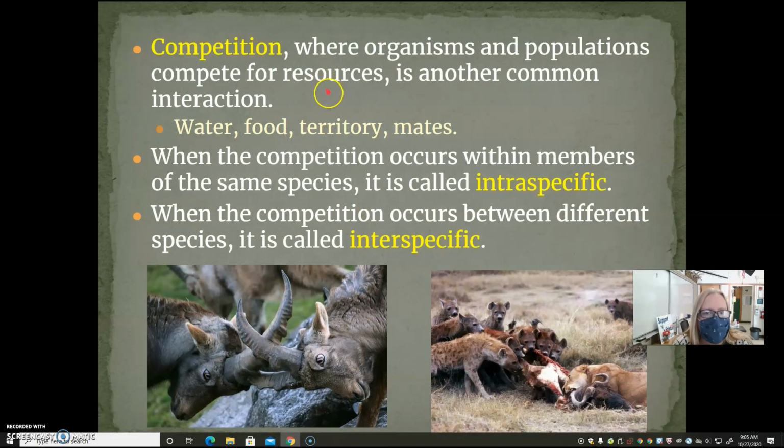Competition is where organisms and populations compete for resources, and that's another common type of interaction that we see. Those are the ones that are fascinating to watch in those nature shows. If you ever watch nature documentaries, organisms are competing for water, food, territory, mates, etc. When competition occurs within members of the same species, it's called intraspecific, and when it occurs between different species, it's called interspecific.